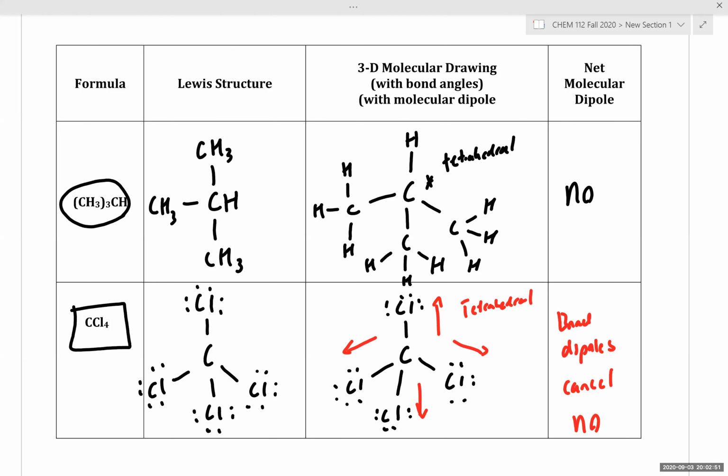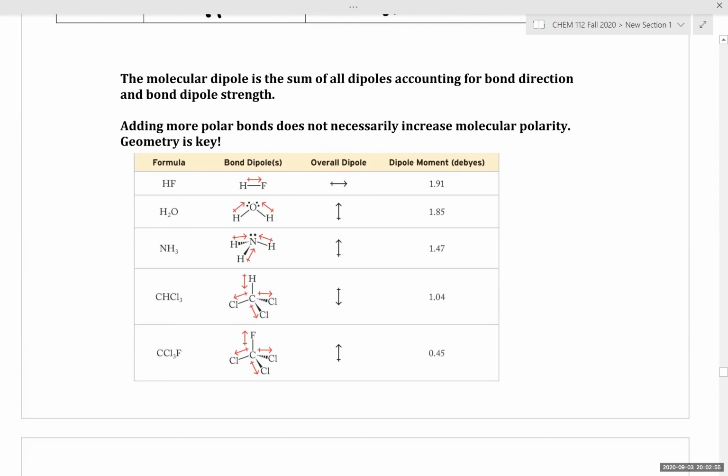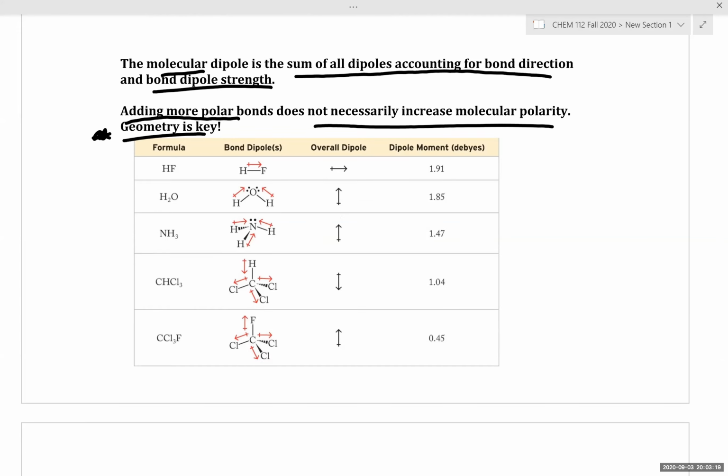Okay, so let's keep going now. And just to really add to this idea, since the molecular dipole is the sum of all dipoles accounting for bond direction and bond dipole strength, adding more polar bonds does not necessarily increase molecular polarity. Geometry is key. This is why I have you memorize and be familiar with each of the molecular geometries.